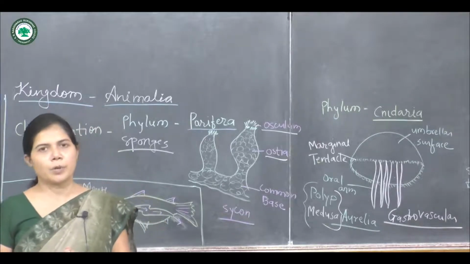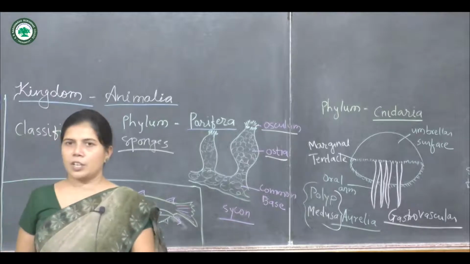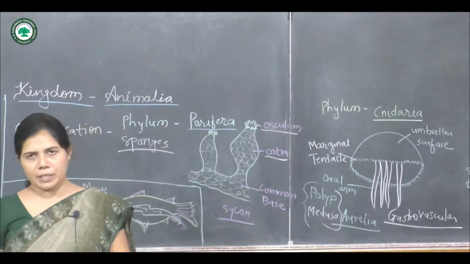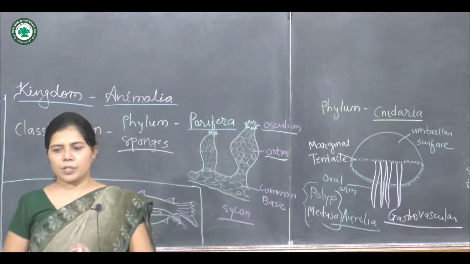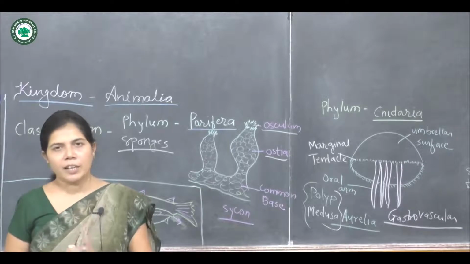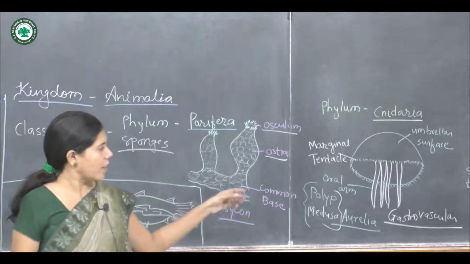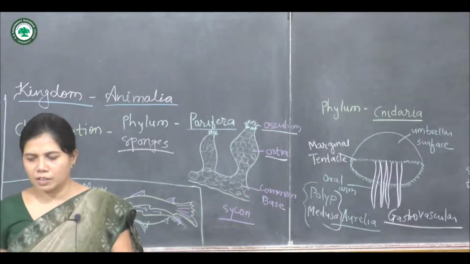Asexual reproduction is carried out by budding or by regeneration, and in sexual reproduction they form gametes, meaning gamete formation takes place in sexual reproduction. They also exhibit alternation of generation.